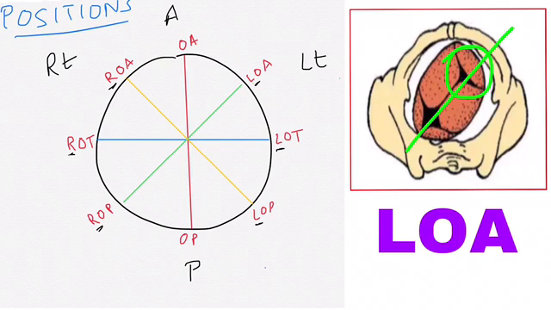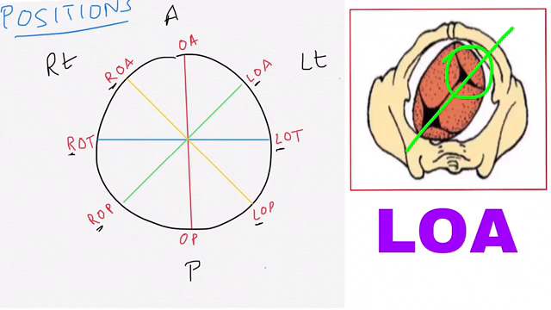Now let's talk about 1:30 and 4:30. 1:30 is towards the left side, right? Your right, but patient's left, and it is also anteriorly. So that position will be called left occipito-anterior. And 4:30 is also towards the left, but it is posteriorly. So that position will be called left occipito-posterior.